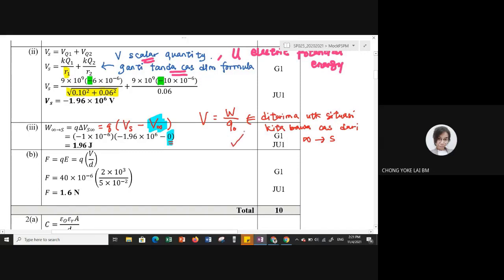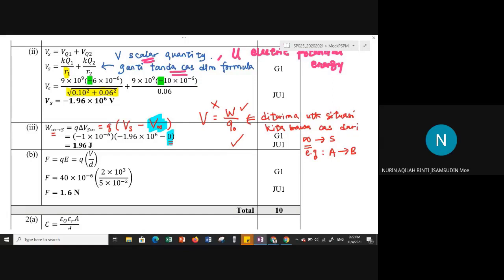Okey? Tetapi kalau soalan lain, kalau contohnya we bring a charge from point A pergi point B bukan infinity, you tak boleh guna formula ni. Sebab formula ni khas untuk bawa charge dari infinity ke point. So kalau untuk soalan ni sebab kita bawa dia isolated means infinity, kalau nak guna formula ni boleh diterima lagi, tapi untuk soalan ni sahaja.